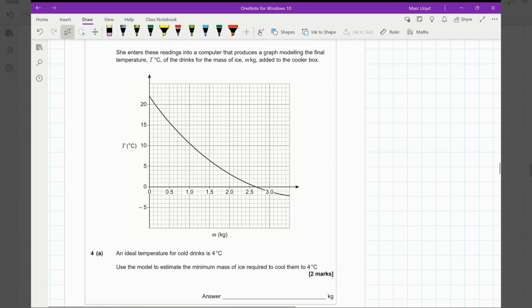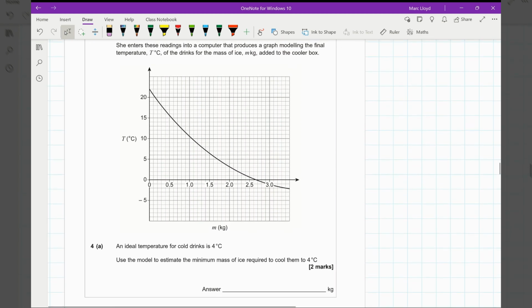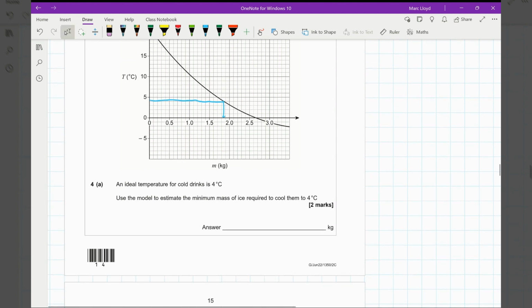So this data is then put onto a graph. An ideal temperature for cold drinks is 4 degrees. Use the model to estimate the minimum mass of ice required. So 4 degrees is just below here. So if the pen works, come on pen, there we go. Go across there, a bit wobbly, just before that bit there. Into there, so we've got 1.5, 1.6, 1.7, 1.8. I'm going with 1.85, and of course the mark scheme will have a little range for you to figure that out.